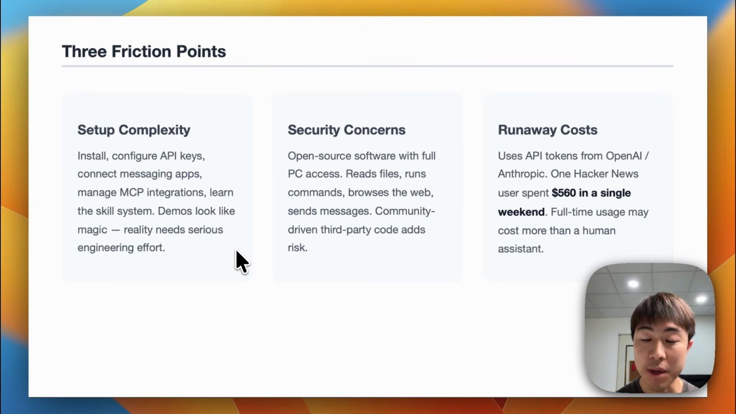The demos look like magic, but behind the scenes, there is a lot of configuration to get it right. Then there's the security side, and I will keep this simple because I don't want to get too deep into technical details. OpenClaw is open source. It has full access to your computer. It can read files, run commands, browse the web, send messages. That's a lot of power for any software to have.